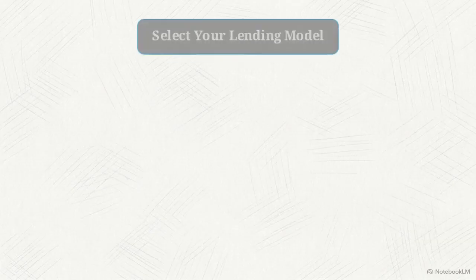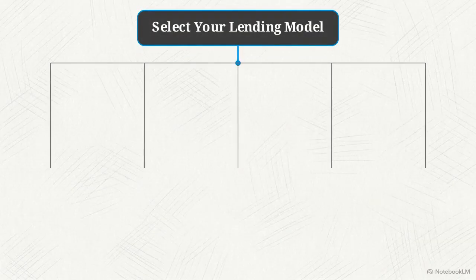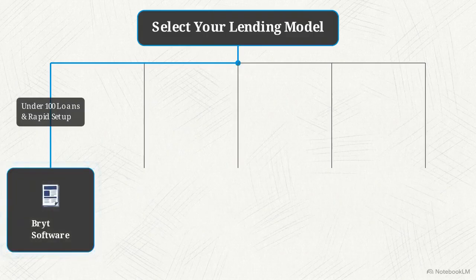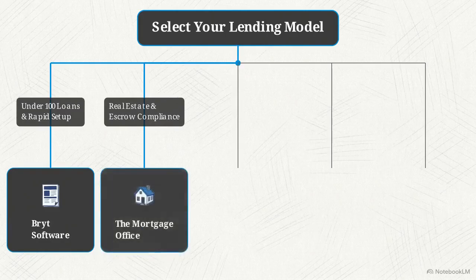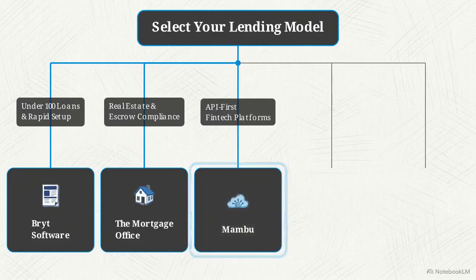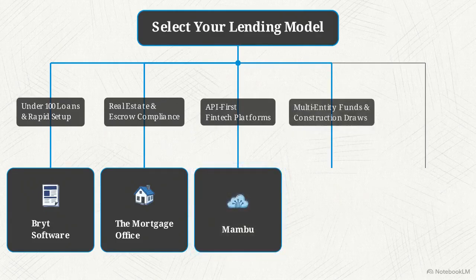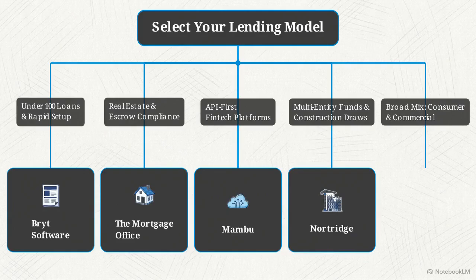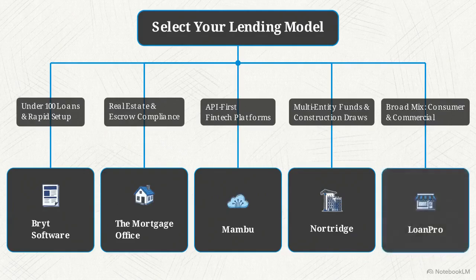This flowchart distills the final decision down to your primary lending model. If you manage under 100 private loans and prioritize rapid setup, look at Bright Software. If your focus is strictly on real estate and escrow compliance, review the Mortgage Office. If you are building a programmatic fintech platform from the ground up, evaluate Mambu. For complex multi-entity fund setups and construction draws, test Nortridge. And if you broker a broad mix of standard consumer and commercial assets, start with LoanPro.